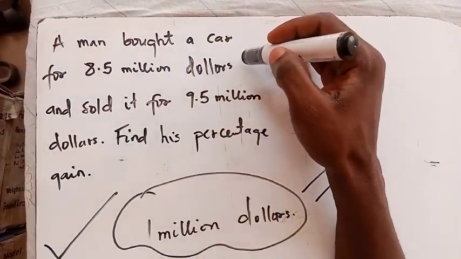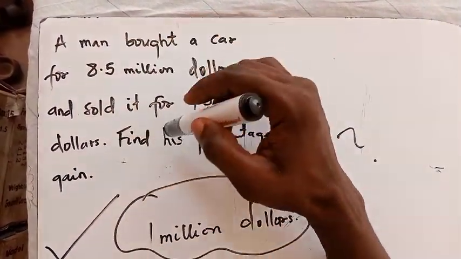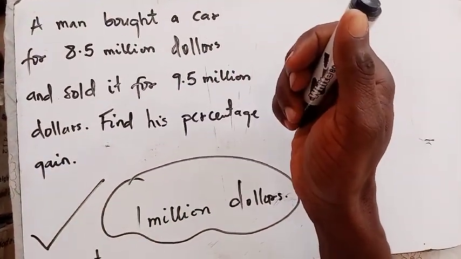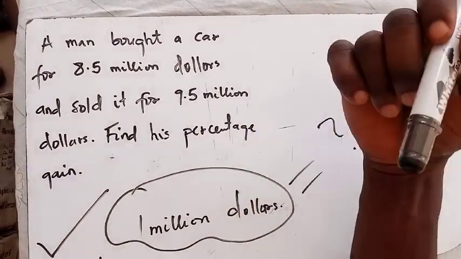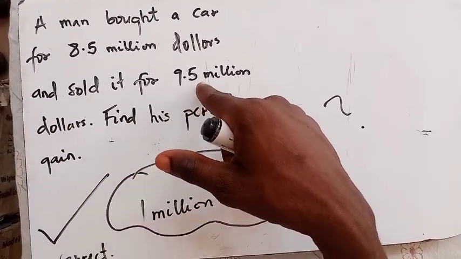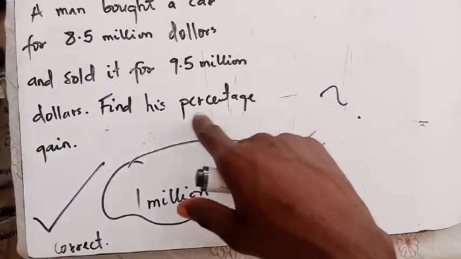A man bought a car, right? So maybe you could be that man for, what, $8.5 million. I don't know which type of car that is, so mention your favorite car in the comment section. And then later on he sold it for $9.5 million, right? So find the percentage gain.